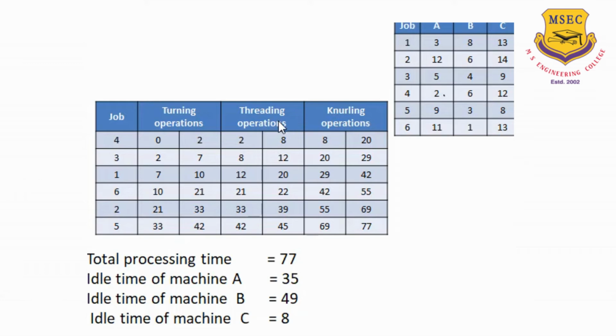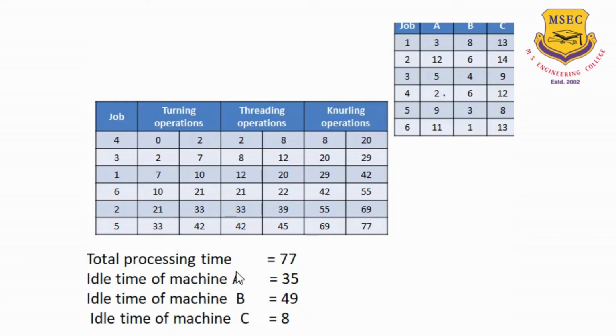Similarly, as I explained in the previous example, we compute the processing times for machine B also, and the processing times for C also are computed. The total processing time turns out to be 77 units of time.